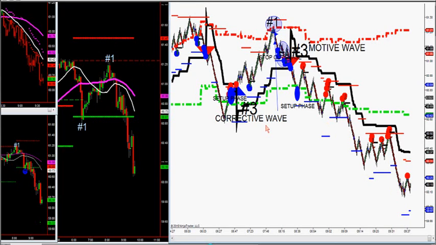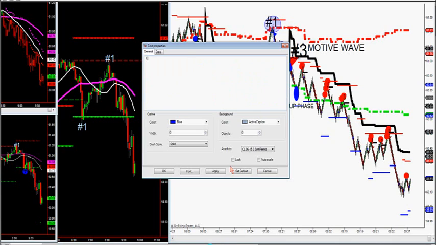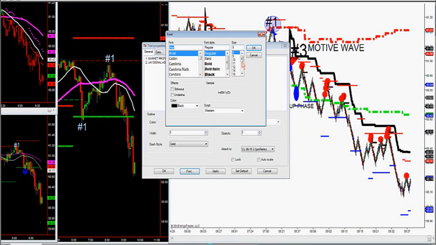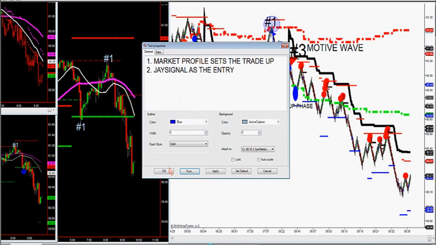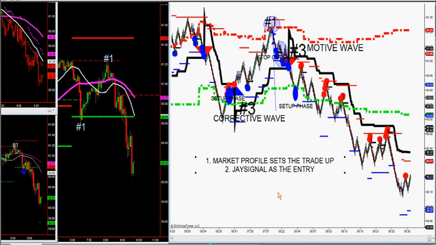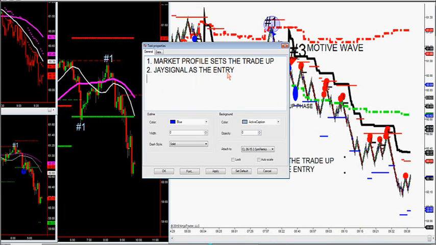So there's only 2 wave patterns. There's a corrective wave, which I did the last video on, right? Got back inside of LVA, that set the trade up, take the first retracement. Then I got back below LVA, take the first retracement. Market profile sets a trade up, J signal is the trigger. So don't forget this rule, okay? Don't forget this simple rule. Market profile sets a trade up, J signal is the entry or trigger. That's all we got to remember on J signal. And look at the 2 massive trades it produced this morning. And there will be only 2 wave patterns off of this.